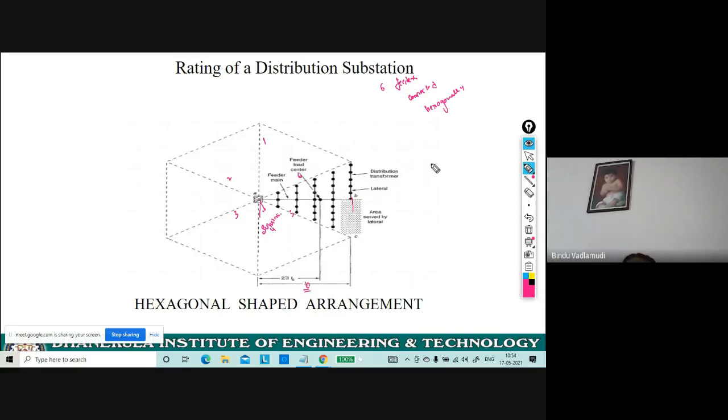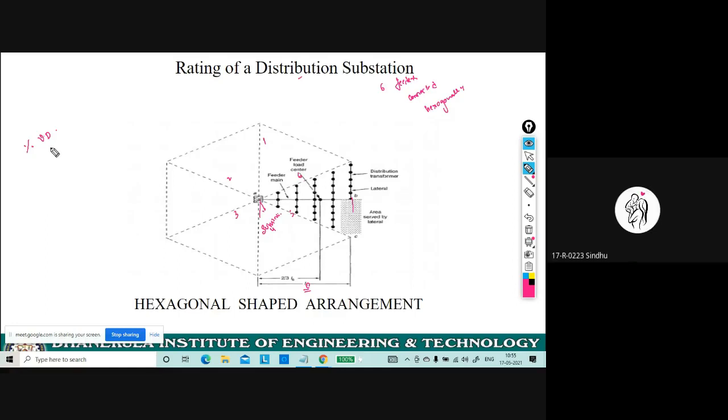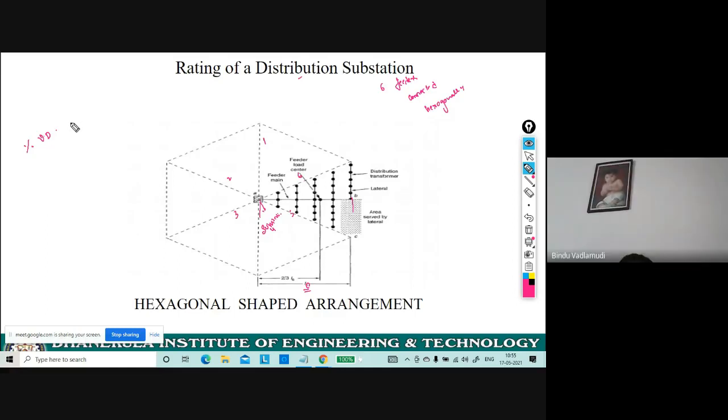So how do you calculate the rating of the distribution transformer? We know the expression: the rating of a distribution substation is determined by the voltage drop, by calculating the voltage drop per unit value. What is the standard formula we have derived for the voltage drop? What is the expression? Did we derive the expression for the percentage voltage drop or not? What is the expression we have derived?